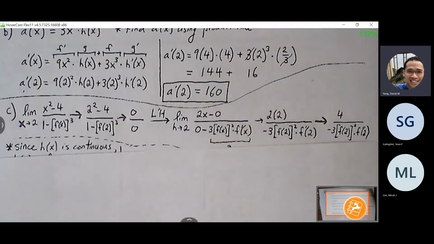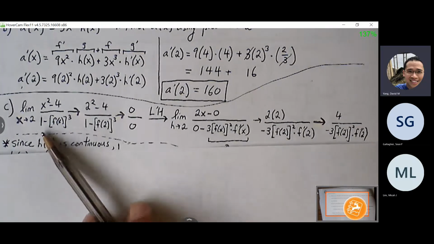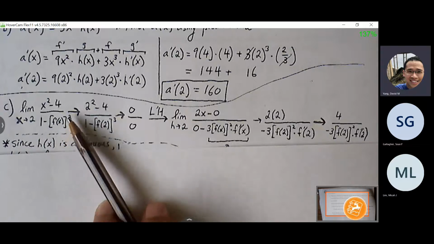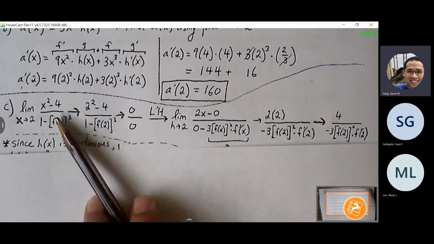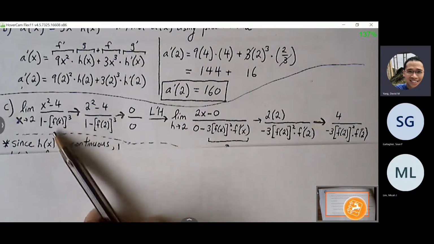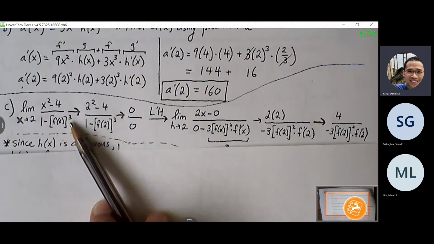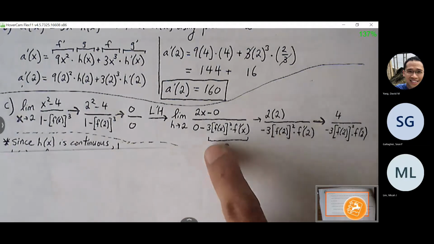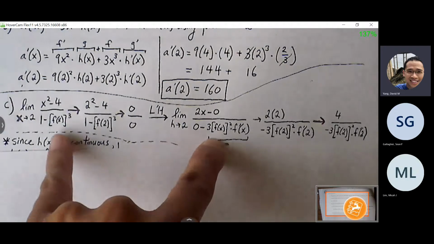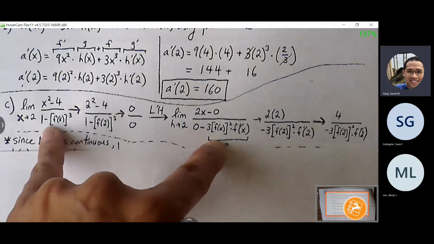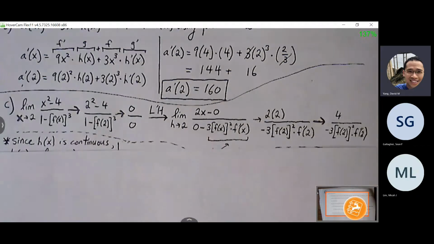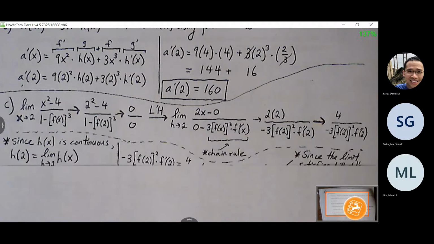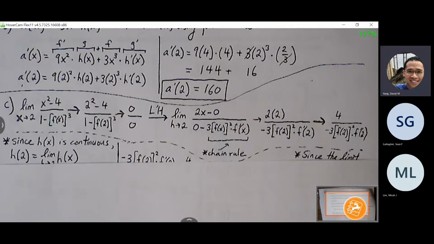X squared minus 4 becomes 2x. 4 goes to 0. 1 goes to 0. And then f of x cubed, we got to go through chain rule here. Outside derivative times inside derivative. Bracket cubed becomes 3 bracket squared. That takes care of the outside derivative. And then the inside, f of x turns into f prime. A little bit of a chain rule.